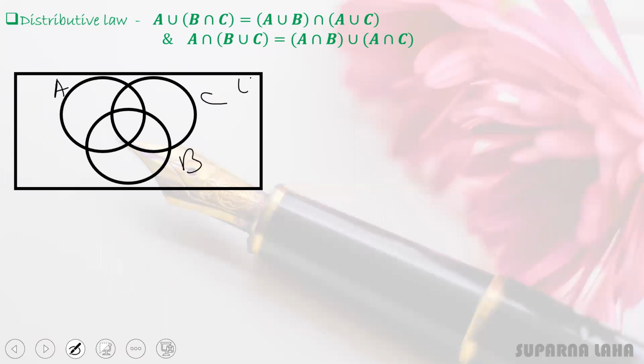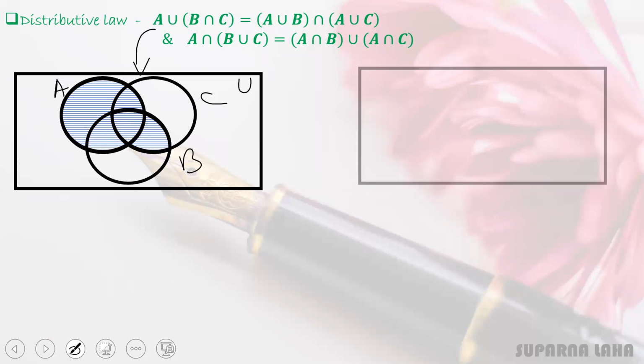And this is U. Now take B intersection C, this portion. Now take union with A. That means we have to add all the portion of A. So add with A. So this is your LHS. Now let's check the RHS.